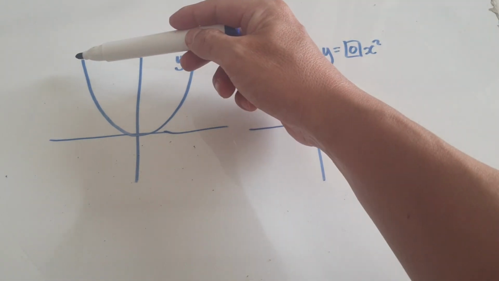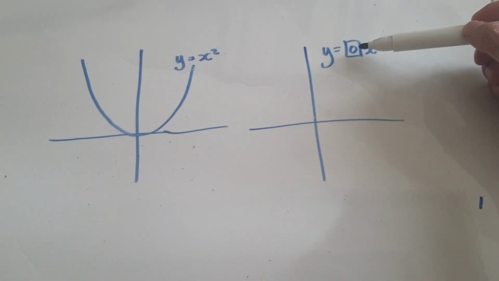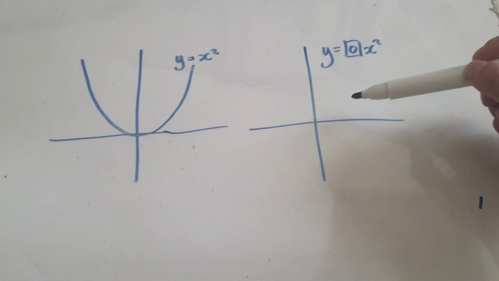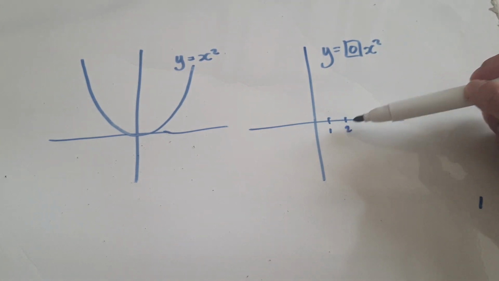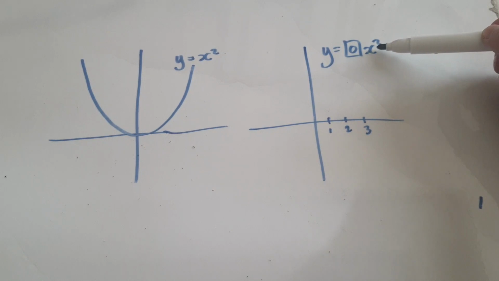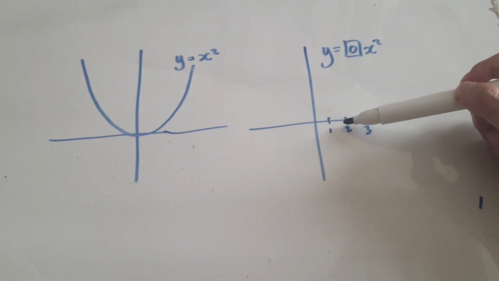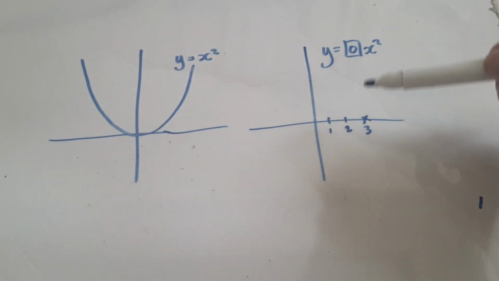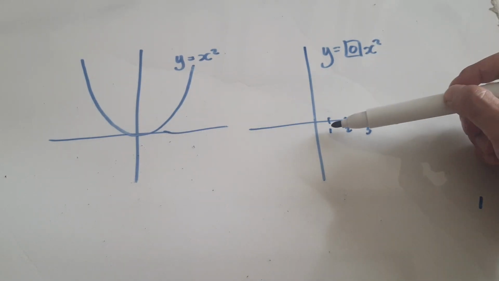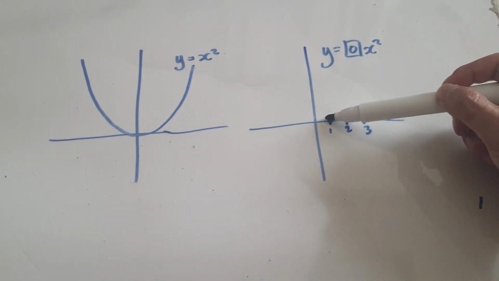We know y equals x squared looks like this. What happens when you stick a 0 in front of the x squared? So when it's 3 squared, it would be 9. Normally it's 9 times 0, it would be 0. Let's look at 2. 2 squared would be 4, times 0, it would be 0. 1 squared times 0, it would be 0.